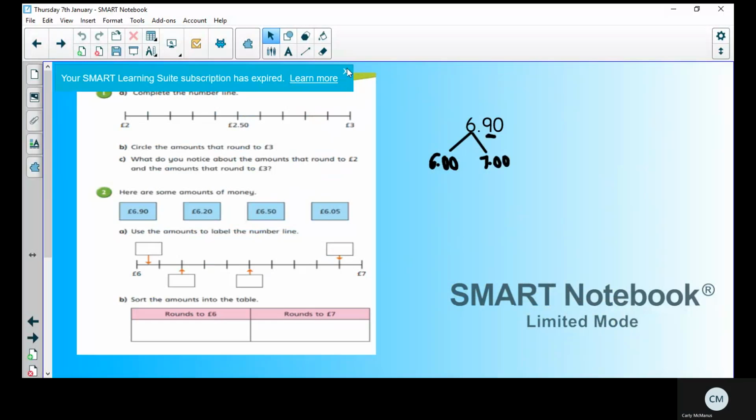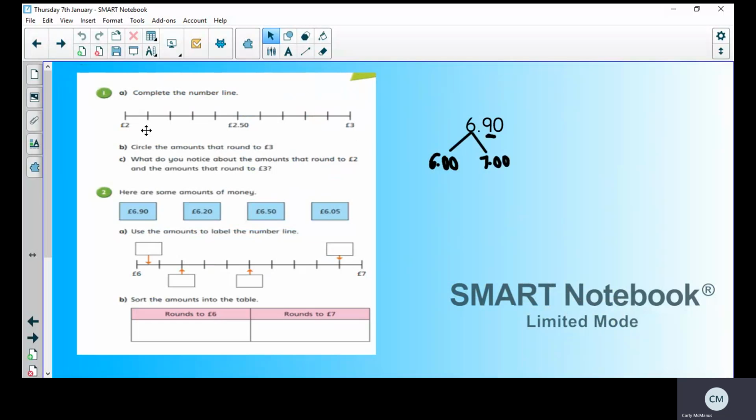So the first question says complete the number line. You've got £2 at one end, £3 at the other, and £2.50 in the middle. So you need to think about what these are going up in. I'm just going to help you out with that a little bit. It's actually going to go up in tens, so £2.10, £2.20, £2.30, £2.40, £2.50.